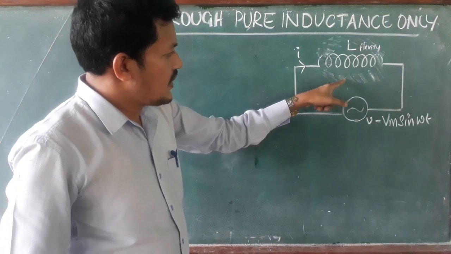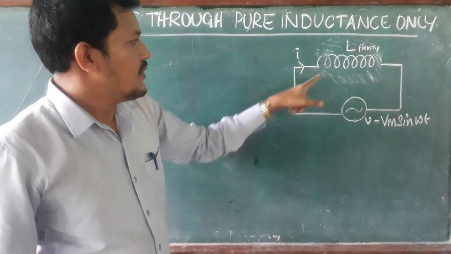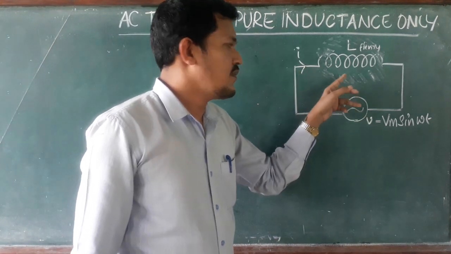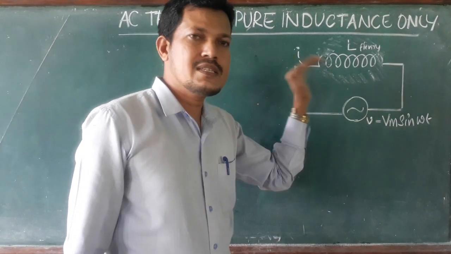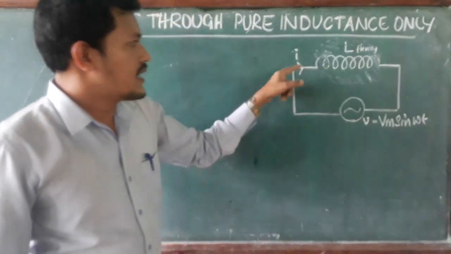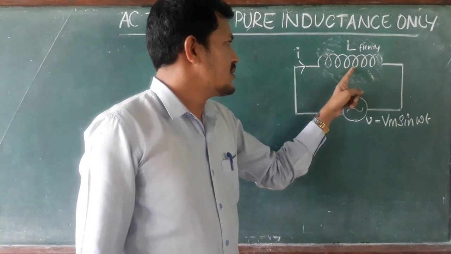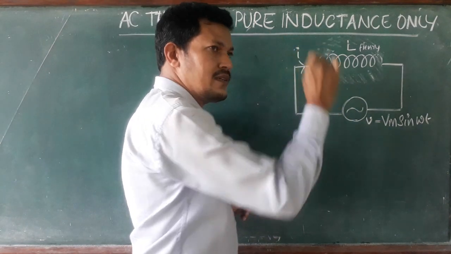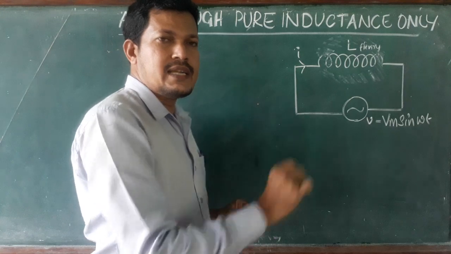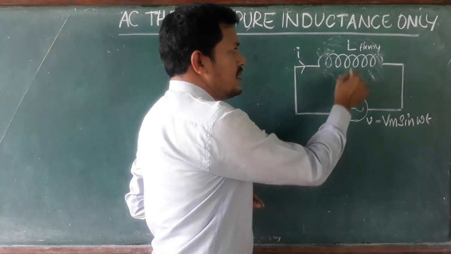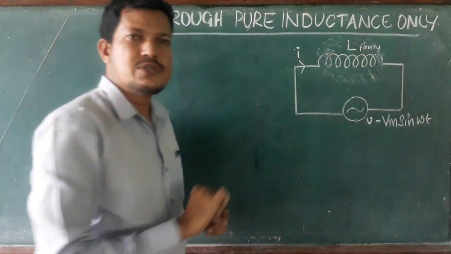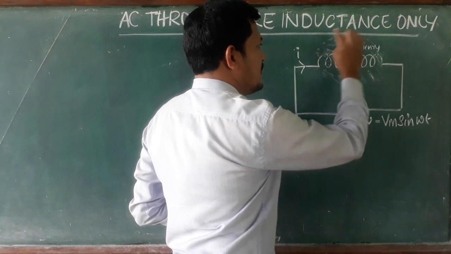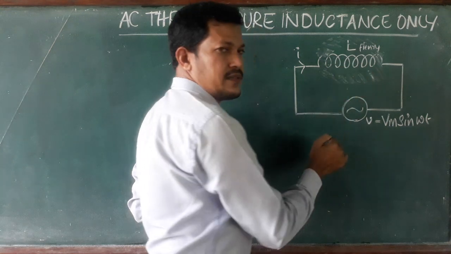The flux characteristic is that whenever current is varying, the flux also varies. When current attains its zero value, flux becomes zero. When current increases, flux also increases. When current reaches its maximum value, flux also reaches its maximum value, like that. And when the direction of the current varies, the direction of the flux linkage also changes. So how much flux is produced here, that much flux cuts the same conductor.